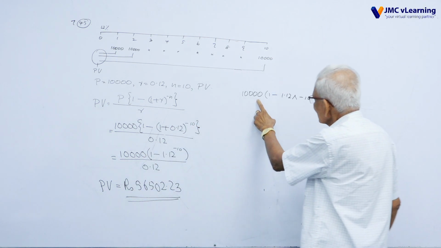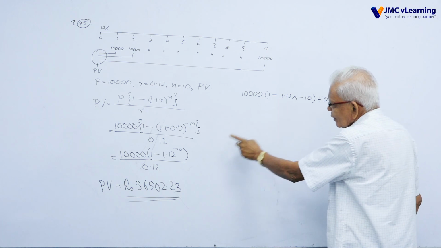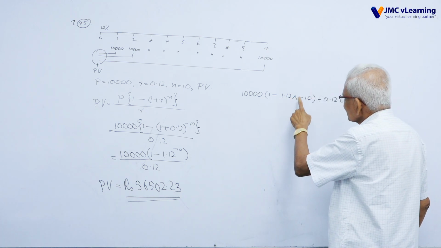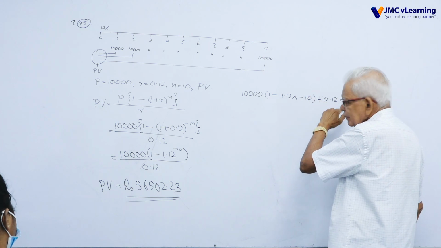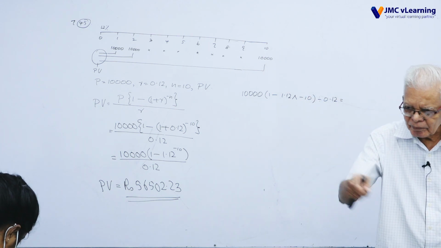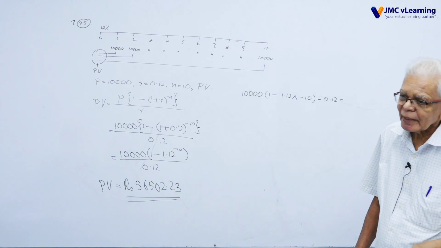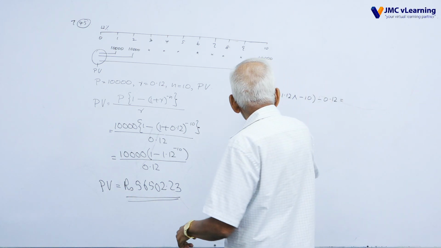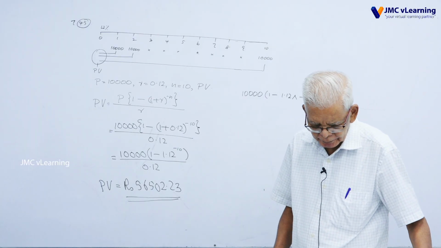This is how you write down: 10,000 first, open bracket 1 minus 1.12 power minus 10. No need to put brackets here. Close the bracket. Type in the calculator. You got this one? Yes. Type in the calculator and show it to me, this whole thing. 46th one.